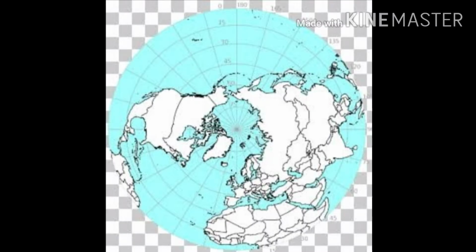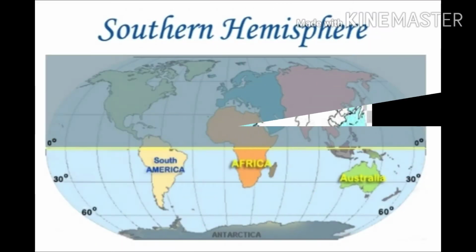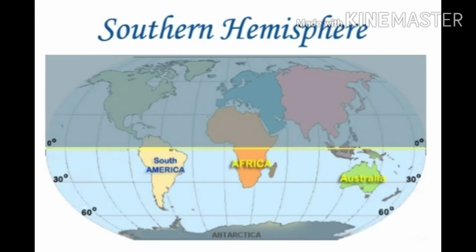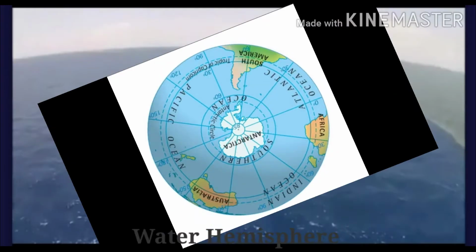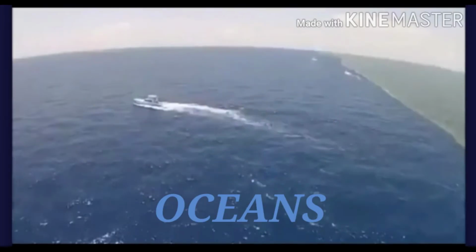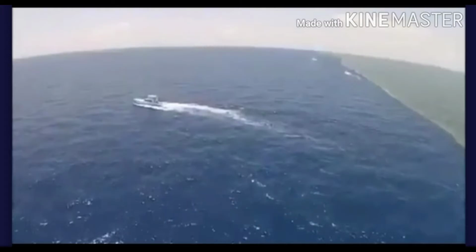And if you see the southern part of the earth, this southern part is mostly covered by oceans and seas, and therefore this hemisphere is often called the water hemisphere. Now let's see what oceans are. The vast areas of water surrounding the land masses on the earth are called oceans.